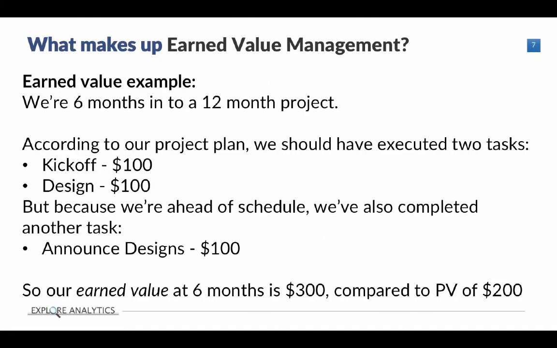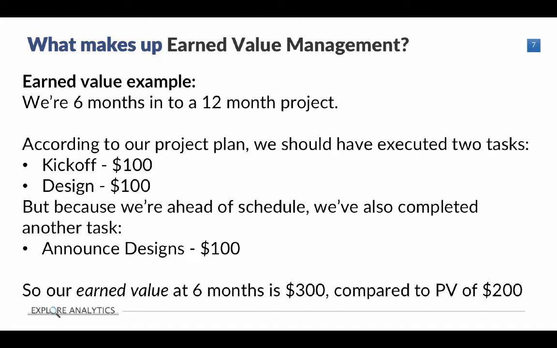So let's take a look at the earned value example. Again, we're 6 months into a 12-month project, and again, according to our project plan, we should have executed two tasks, the kickoff and design, each for $100. But because we're ahead of schedule, we've also completed another task, which is to announce the design, also for $100. So our earned value at 6 months is $300, as opposed to our planned value of $200.